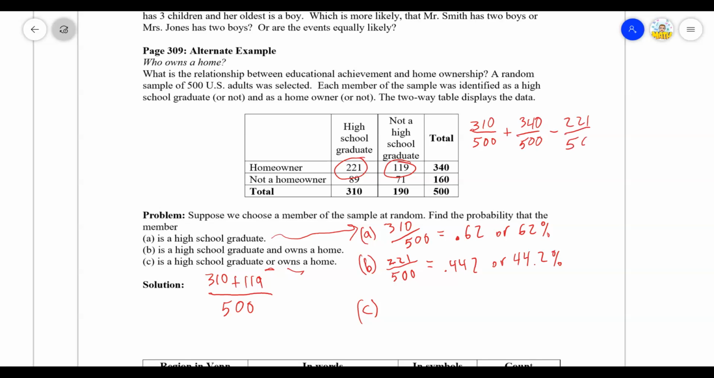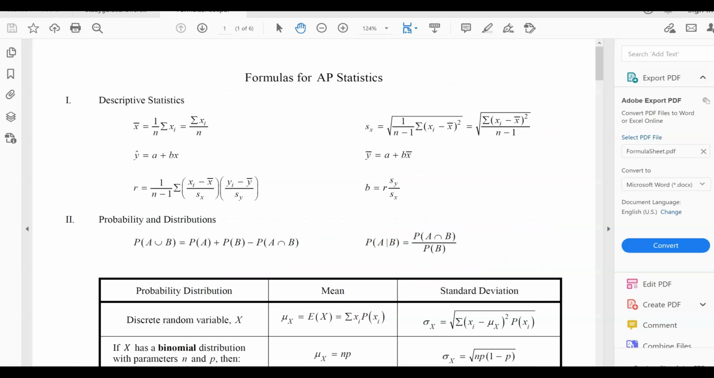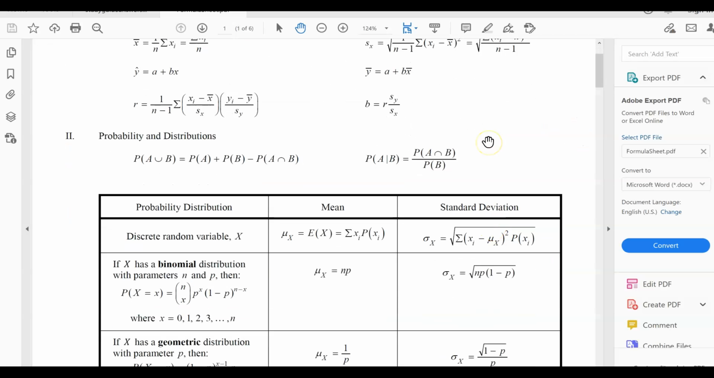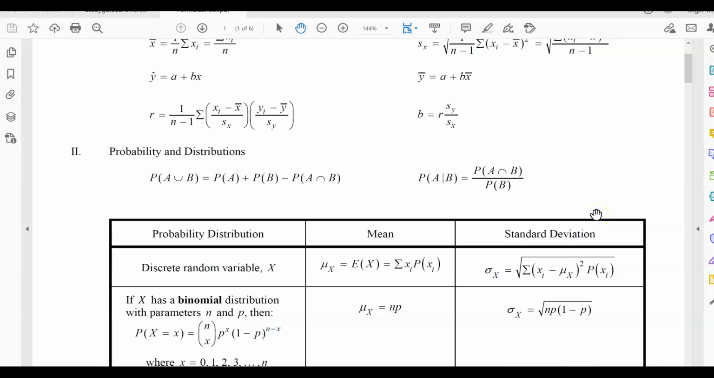So you'll see that as a formula on your formula sheet. This is our handy-dandy AP Stats formula sheet that you would get if you take the AP Statistics exam. The formula that I was just referring to is listed here: probability of A or B. That's what that U means. It means the "or" symbol.